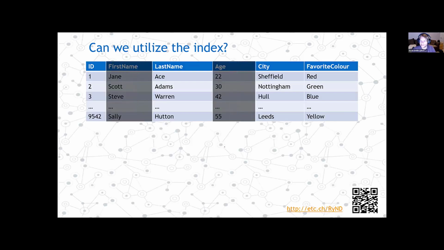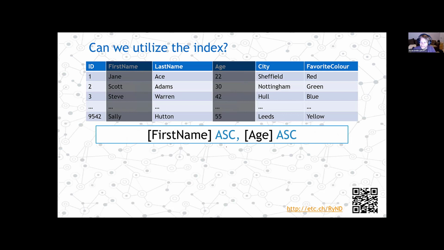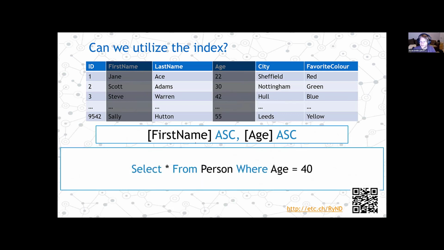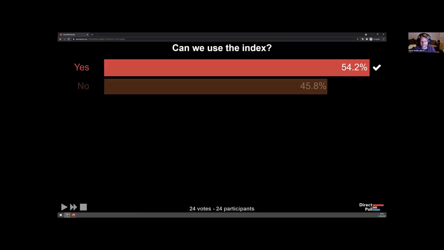The next one up is this one. So we've got a similar index. We've got the first name as ascending and then the age is ascending, and we're still matching on the age. So what do people think to this one?